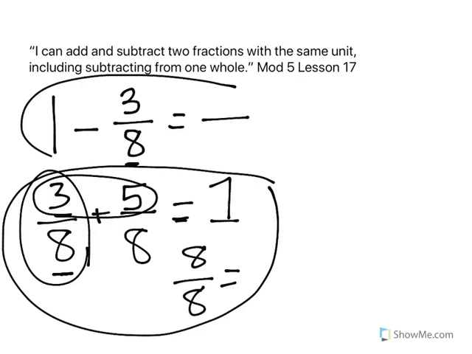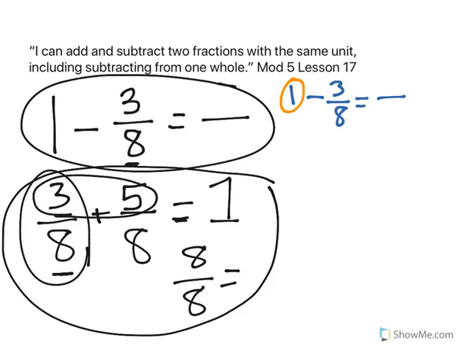Let's see how we would solve it with subtraction. Okay, and I'm going to write it over here in blue. So 1 minus 3/8 equals something. So I can change my 1 whole into a fraction. I need to make it into a fraction that has the same units as this one. So this is 8ths. So I need to change my 1 whole into 8ths. So I can rewrite it down below, 8/8, because that's the same as 1 whole.